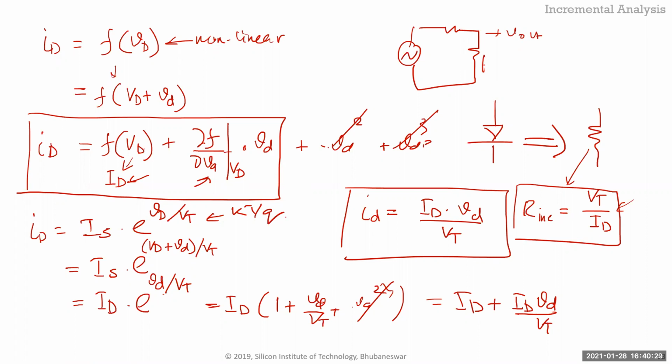So this is your R incremental of the diode. This is your R bias, right? And this is your small signal on top of it. Okay. So what's a small signal equivalent of a resistor? Just a plain resistor, like that 1K resistor. What's the small signal value equivalent of it?